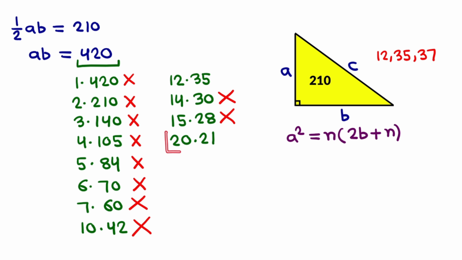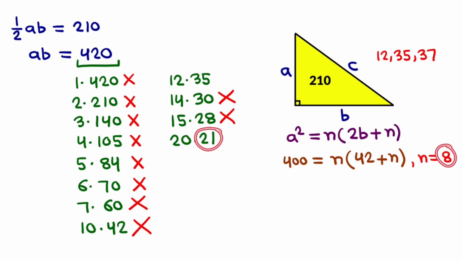And finally, 20 and 21. Here, a squared is 400 and 2b is 42. So we need 400 equals n multiplied by the quantity 42 plus n. Try n equals 8. 8 times the quantity 42 plus 8 is 8 times 50, which equals 400. Another perfect match. The hypotenuse is therefore 21 plus 8, which is 29. So our second triangle has side lengths 20, 21, and 29.